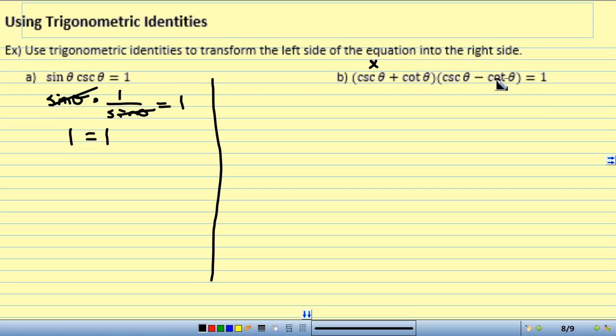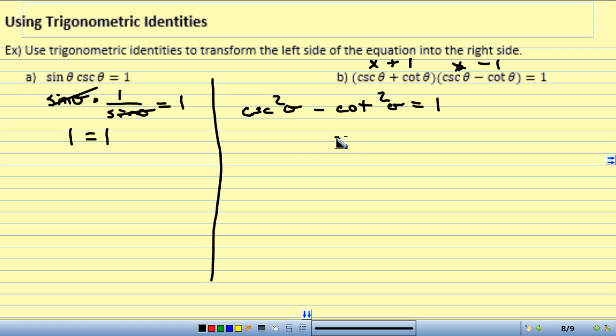So cosecant theta plus cotangent theta times cosecant theta minus cotangent theta. This is the same as saying x plus 1, x minus 1, and we multiply it out. So what I'm going to end up with once I multiply it out is cosecant squared theta minus cotangent squared theta equals 1. Just multiply it out.